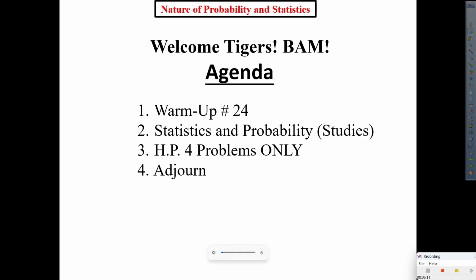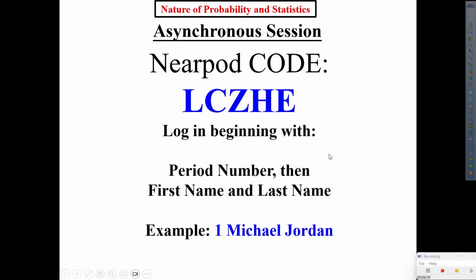Okay, we good? All right, copy the code in case you don't finish in class. Here's the access code to the home play, LCZHE.